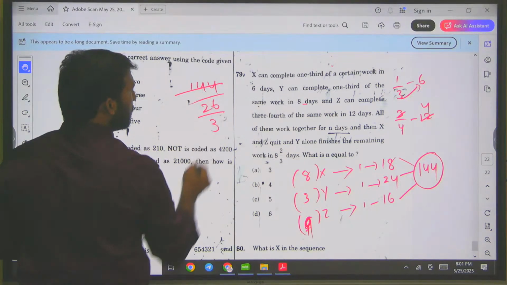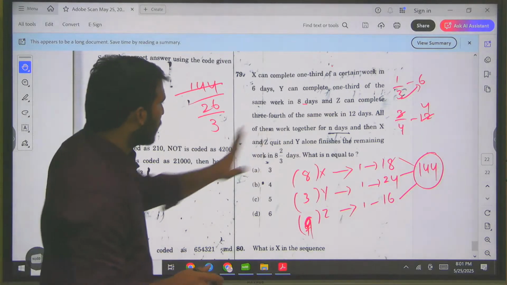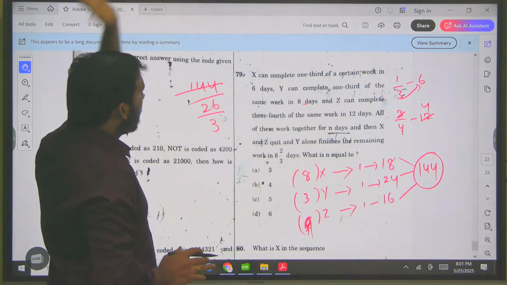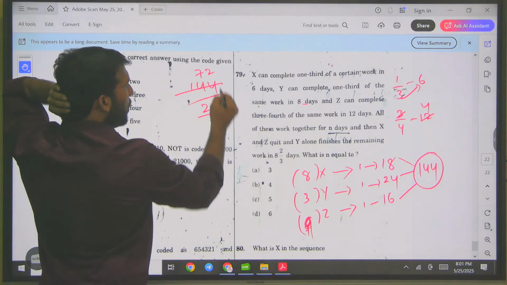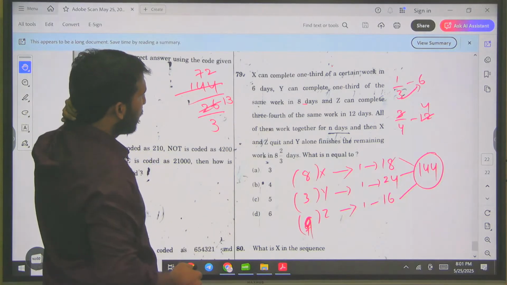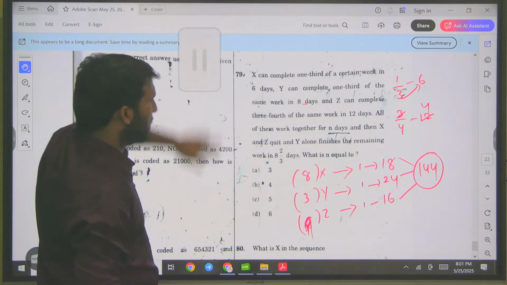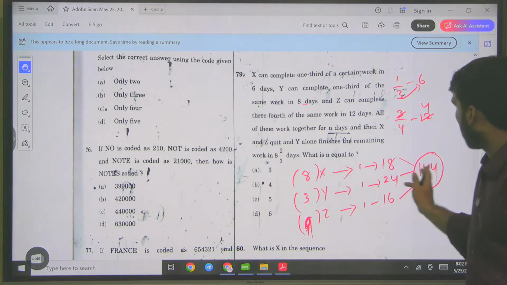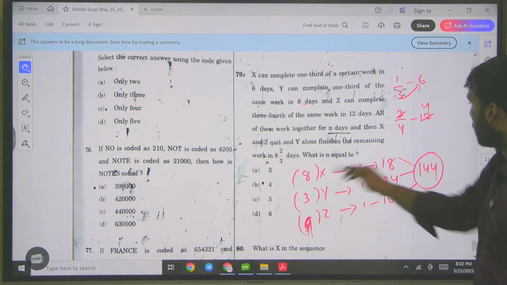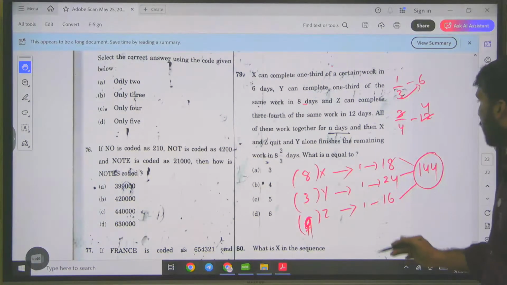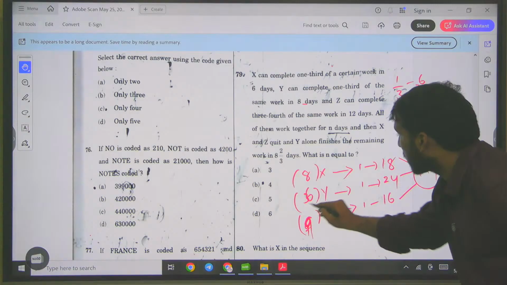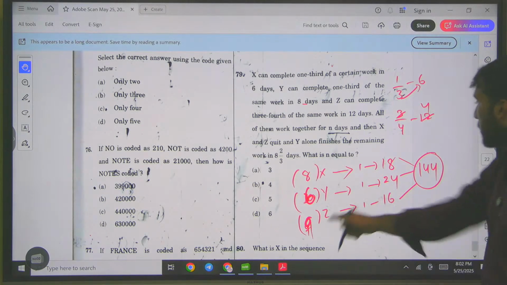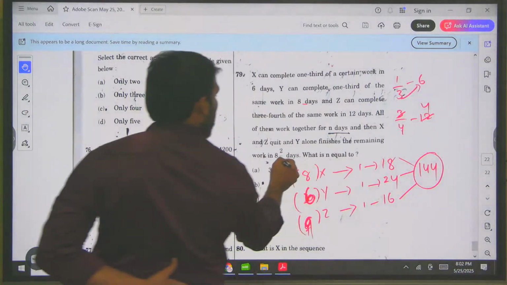8 threes are 24, plus 2, 26 by 3. I can get the answer as 72, 13. 13 further can't be cancelled. 18 eights are 144. 24 sixes are 144. 16 nines are 144. Now 8 threes are 24.